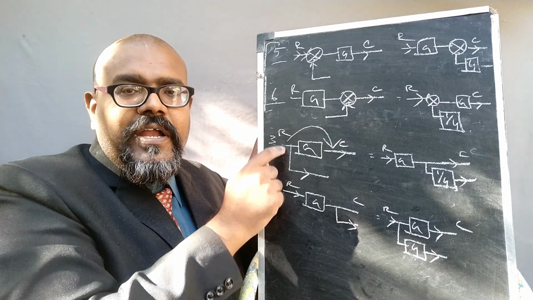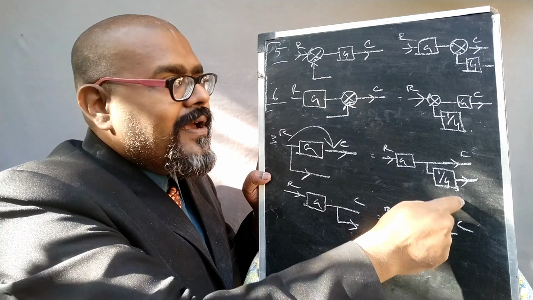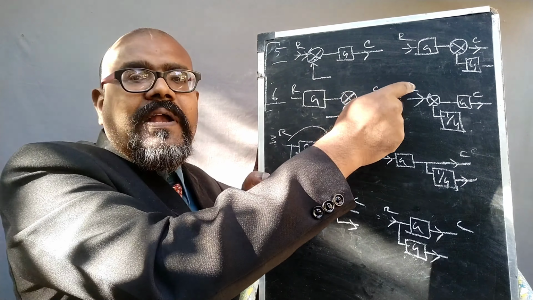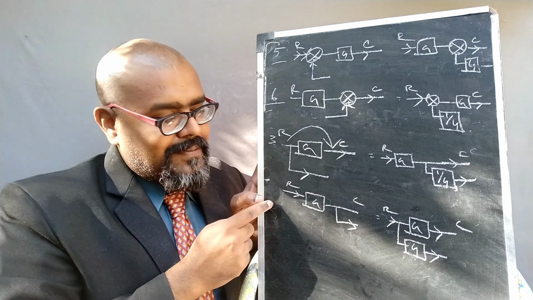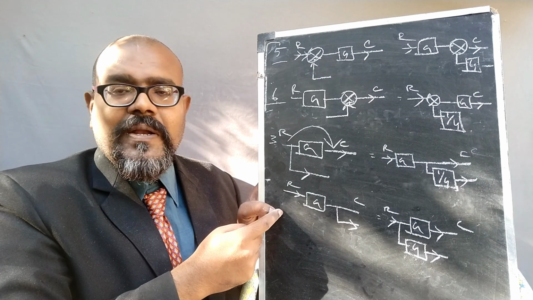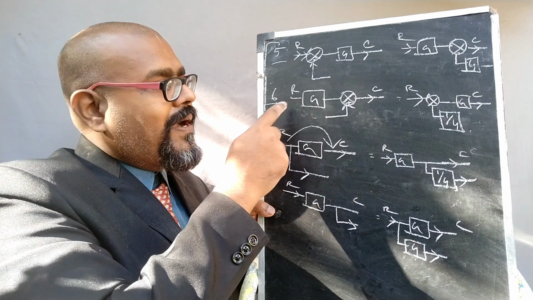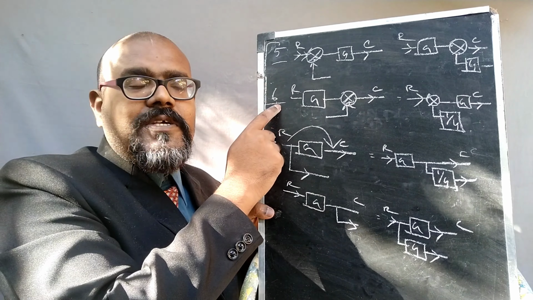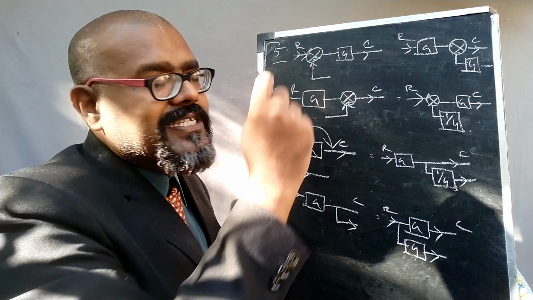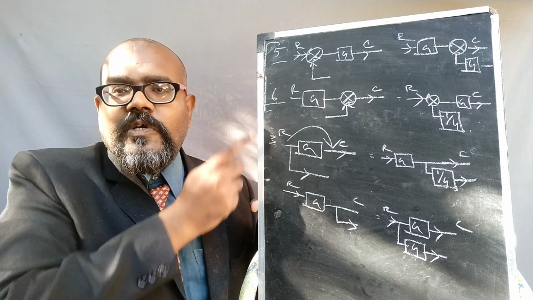Here, moving the branch point ahead of the block, you need to reciprocate. But moving the summing point ahead of the block, you need to multiply. In the branch point, if you want to move the branch point behind the block, you need to multiply. But here, if you want to move the summing point behind the block, you need to reciprocate. So it is straight opposite to each and every one.